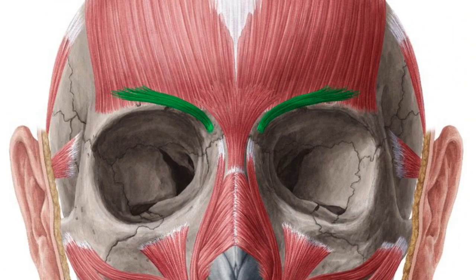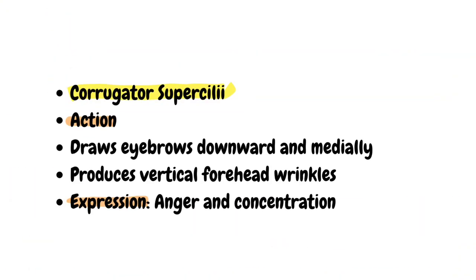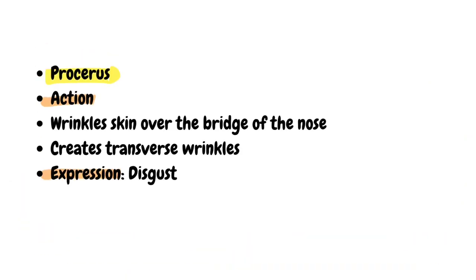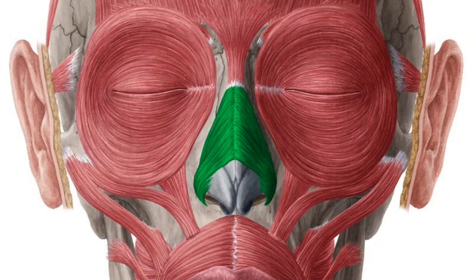So this muscle is called the corrugator supercilii, and this is obvious. Its action is to draw the eyebrows downward and medially, and that produces vertical forehead wrinkles and the expression of anger and concentration is done by this. The next muscle is called the procerus muscle, and you see it very obviously connecting your forehead with your nasal bridge. So its action is to produce wrinkles over the bridge of the nose and it creates transverse wrinkles also. And the expression of disgust is done by this.